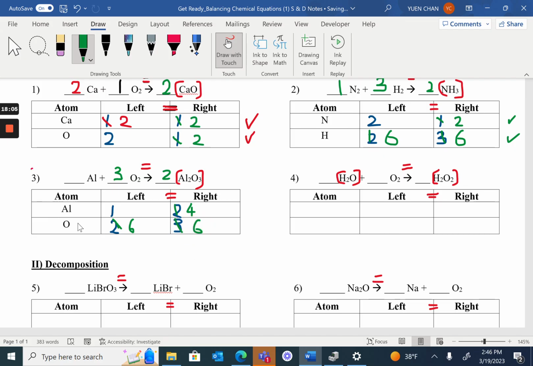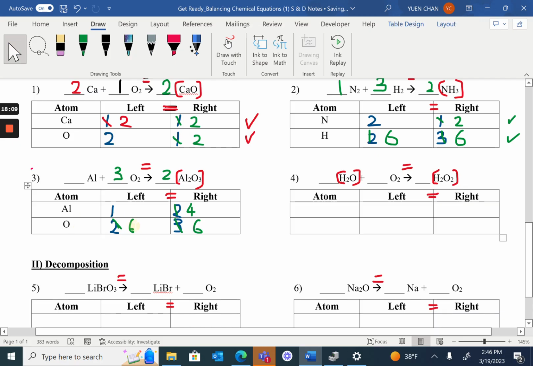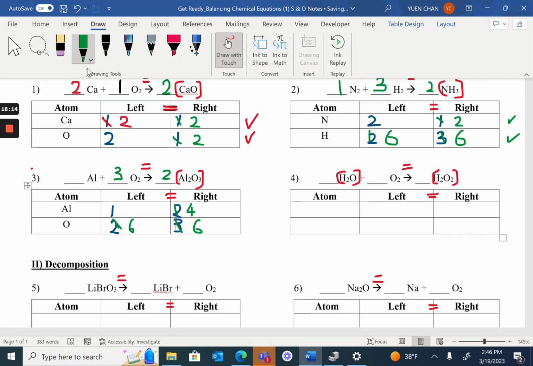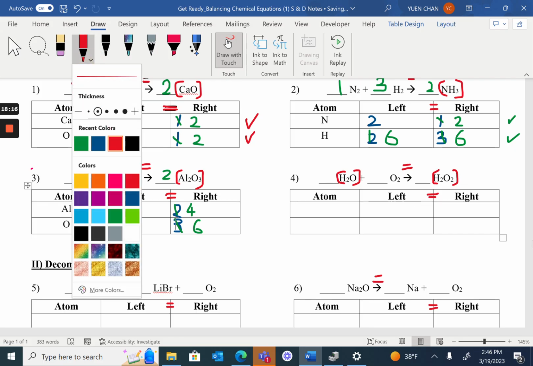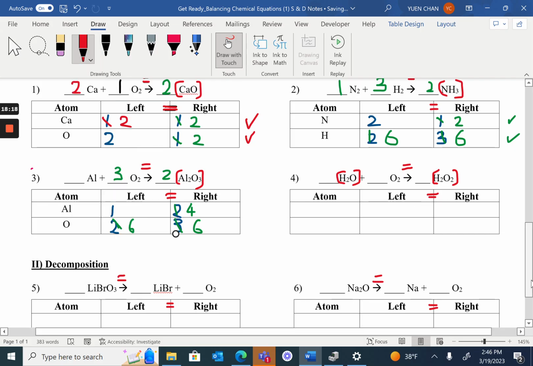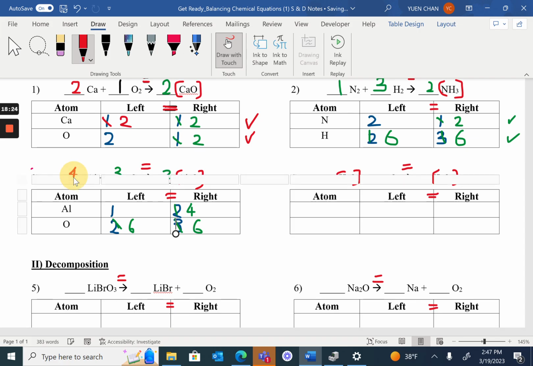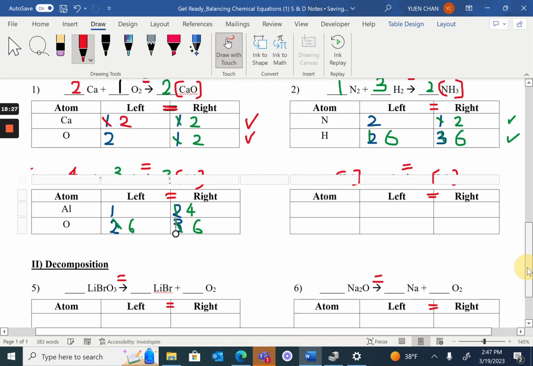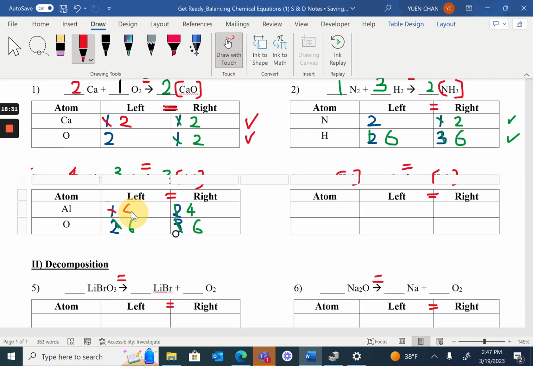So now you can see that oxygen is balanced, but Al is not balanced. So we're going to go to the next color. We get a red color. So how can I make the Al happy, right? So I need to change my Al right here. I need to change that to be 4. So then my Al will be changed to 4.